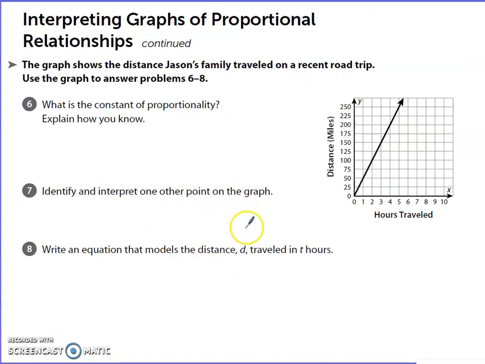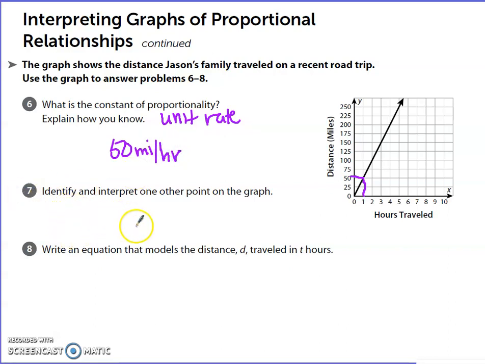The graph shows the distance that Jason's family traveled on a recent road trip. Use the graph to answer the problems. What is the constant of proportionality? Here's another word for unit rate. We're looking for the unit rate. How far did they go in 1 hour? They went 50 miles in 1 hour.